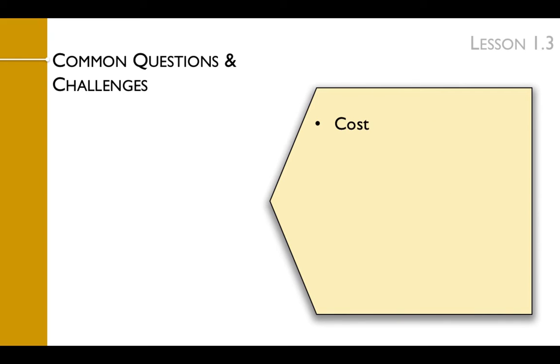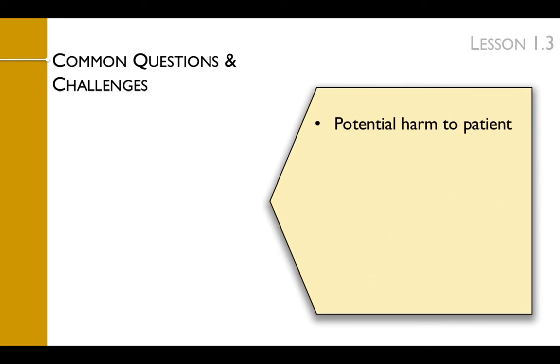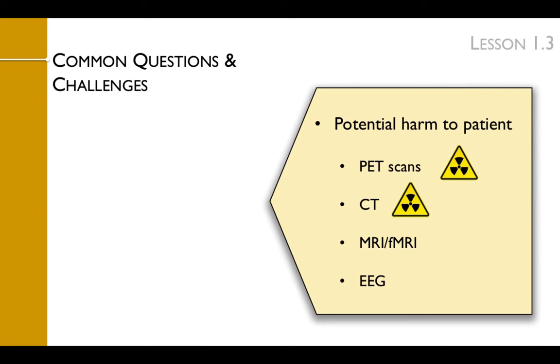In terms of cost, MRIs, fMRIs, and PET scans are more expensive than CTs and EEGs. In terms of potential harm to a patient, PET scans and CTs both use radiation, whereas MRI, fMRI, and EEGs do not, so those have a lower risk to the patient, especially those who might need repeat scans.